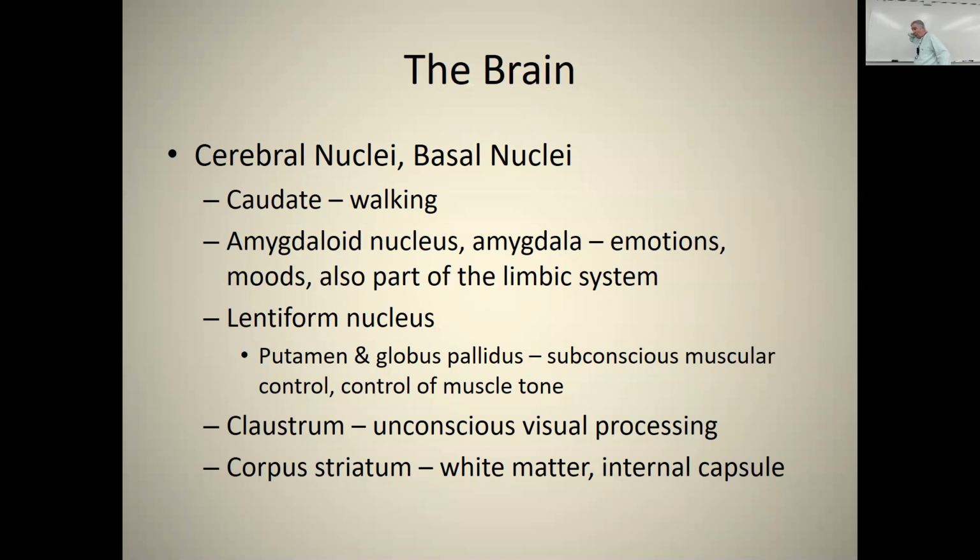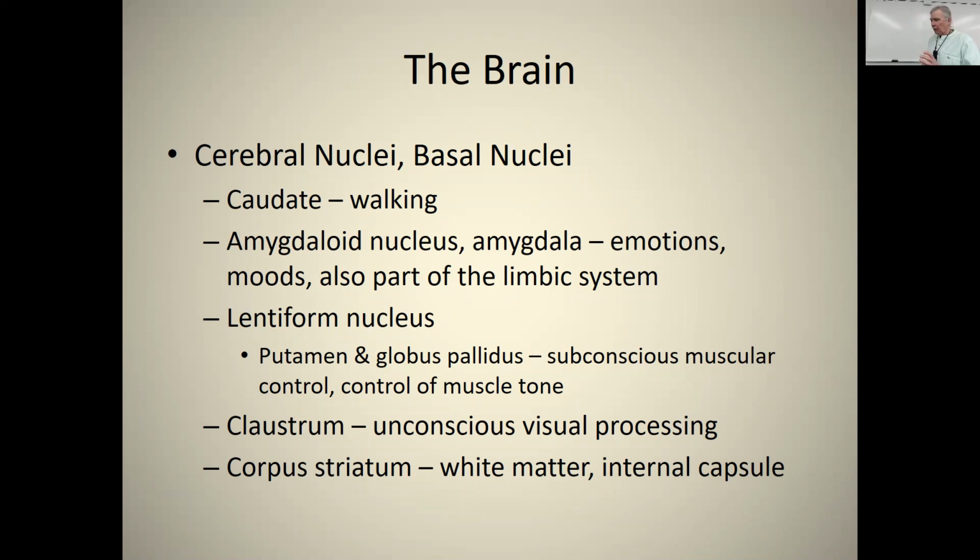Okay, cerebral nuclei are also called the basal nuclei. It used to be called the basal ganglia, but that's not proper because remember they are a collection of cell bodies. So they're gray matter, and a collection of cell bodies in the central nervous system is called a nucleus, not a ganglion. That's peripheral. So it's cerebral nuclei or basal nuclei, and there are different nuclei that do different things.